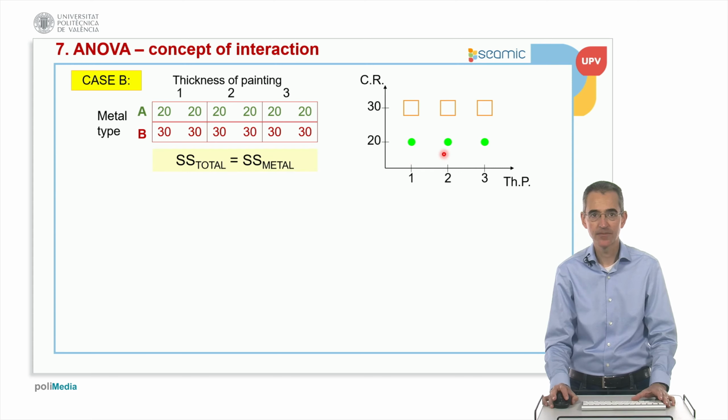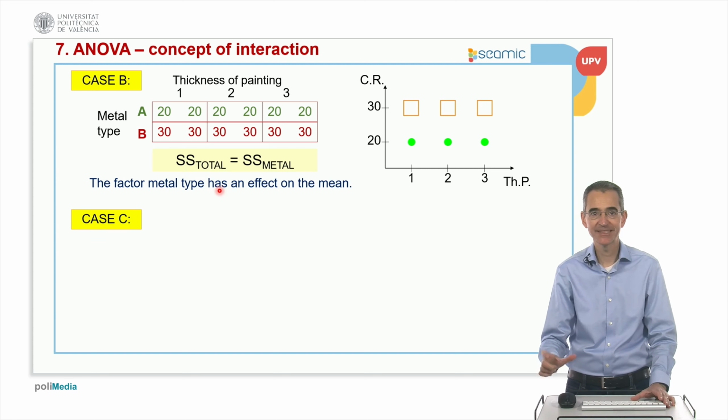there is no change. So we will say that the total sum of squares is equal to the sum of squares of the metal, because the sum of squares of the thickness will be 0. There's no variability associated to the thickness. So the factor metal type has an effect on the mean. When we change the metal type, there is an effect on the average value of the corrosion rate.